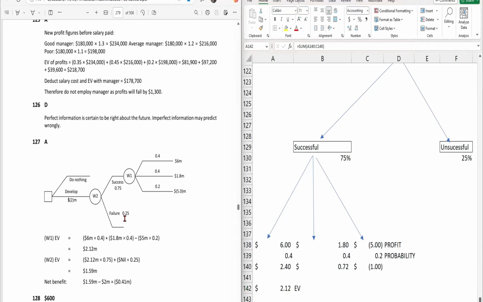Why? Because there is no value attached to the failure one. So that's why it is 0, nil. Adding these two will give you the expected value of 1.59 at this node, but we don't have any probability attached here. Now we will deduct the cost involved at the initial state, which is 2 million, and subtract it from this expected value. That will give the loss of 0.41. I hope you guys understand this.